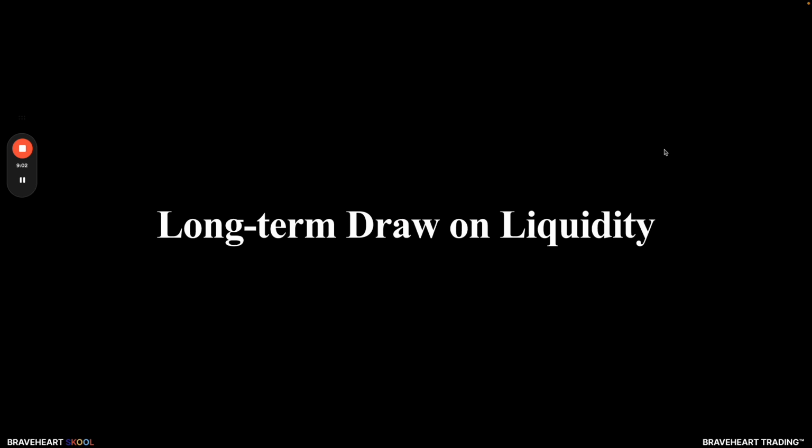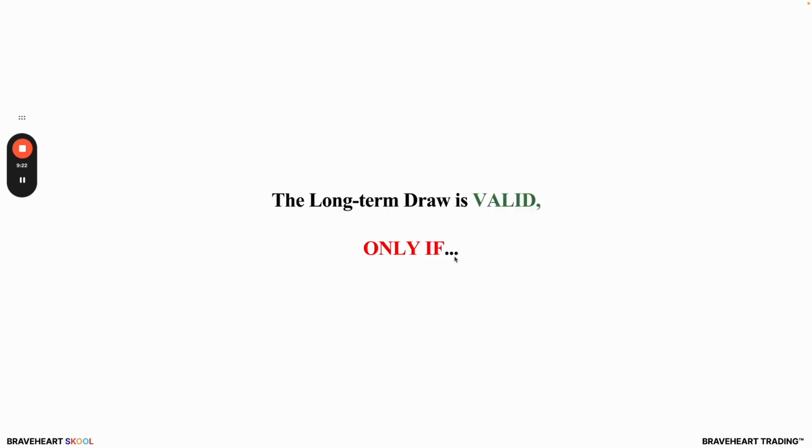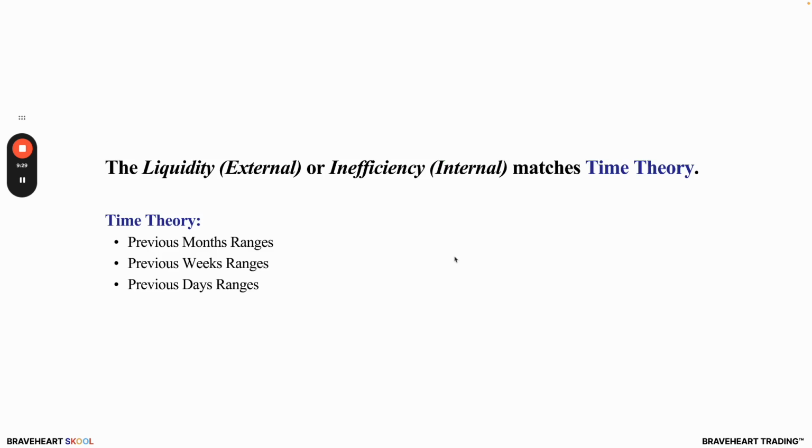Now let's talk about the long-term draw on liquidity. Long-term draw is beyond the short-term draw for the week only. So there are two types of long-term draws. There's a valid liquidity pool beyond the short-term draw on liquidity, or a valid inefficiency beyond the short-term draw on liquidity. So the long-term draw is valid only if the liquidity or inefficiency matches time theory. This is what makes the long-term draw valid.